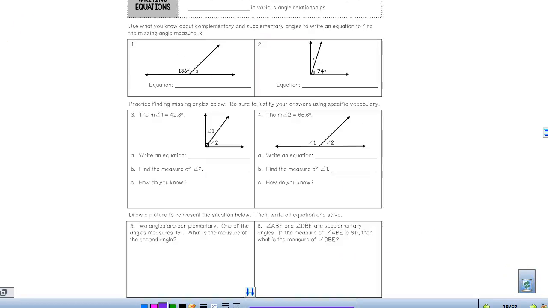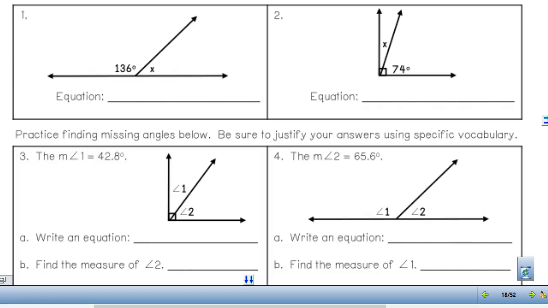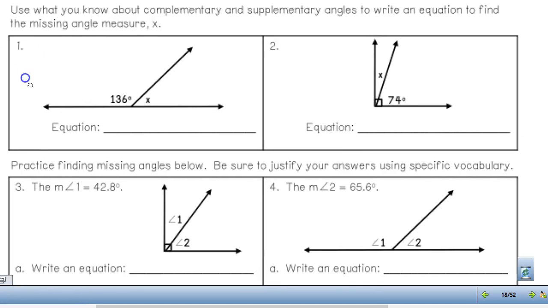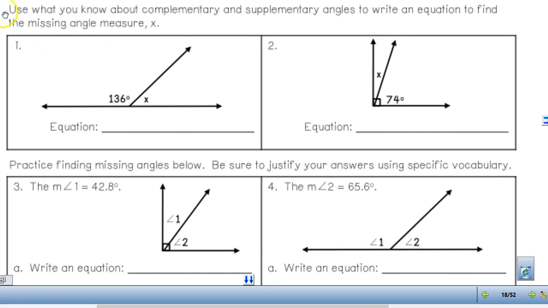Flip to the next page. And our directions here tell us to use what you know about complementary and supplementary angles to write an equation to find the missing angle measure x. So looking at problem number 1 right here, I see a straight line. And anytime I'm working with straight lines, it has to equal 180 degrees. So I know that this entire line right here is 180 degrees.